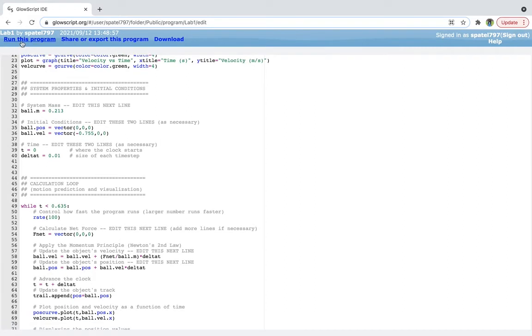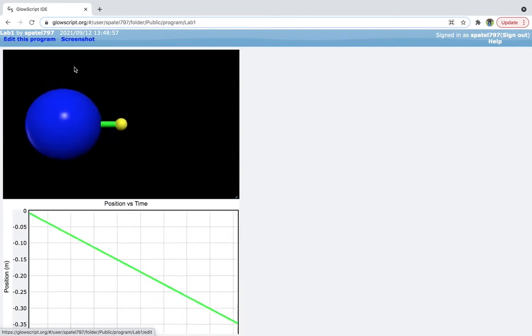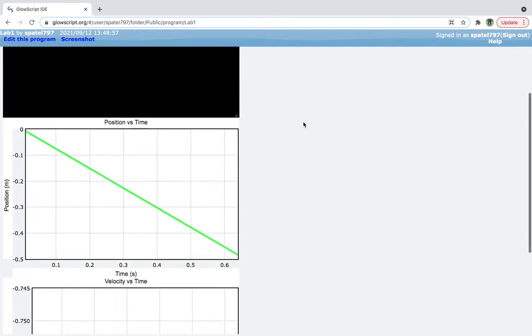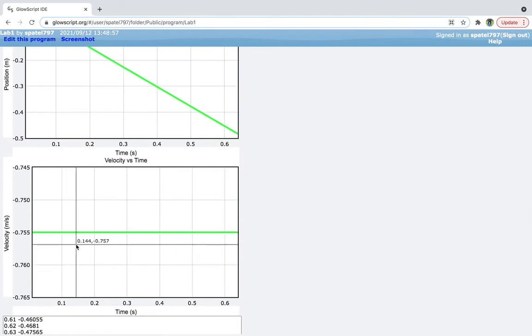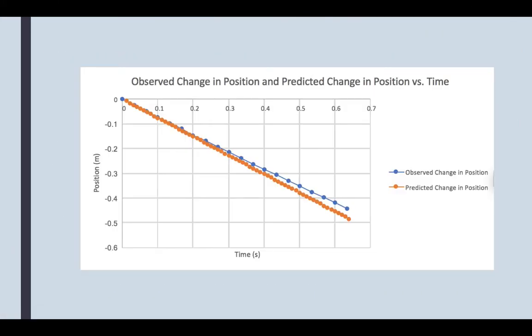When we run this program, we see that as time increases, the position of the ball increases in the negative x direction, while the velocity remains constant. When comparing the model to the experimental data, the lines are very similar. However, we see that the line for the experimental data shown here in blue is slightly higher than the line from the model data shown here in orange.